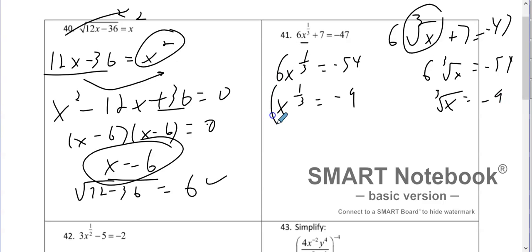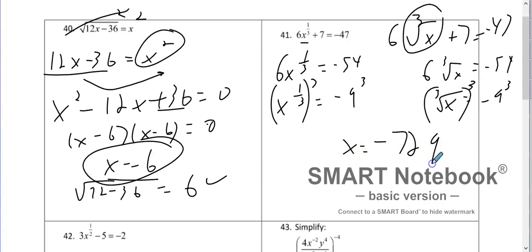Now, there's two ways to look at this. If I have it as an exponent, I want the reciprocal, which is 3. Or a cube root. Either way, I end up with x equals negative 729. If I plug that back in, the cube root of negative 729 is negative 9. Times 6 is negative 54. Plus 7 is negative 47. I have a good answer.